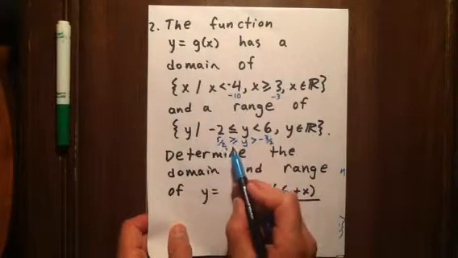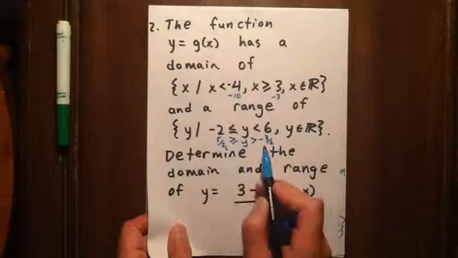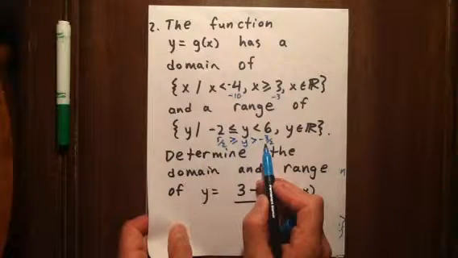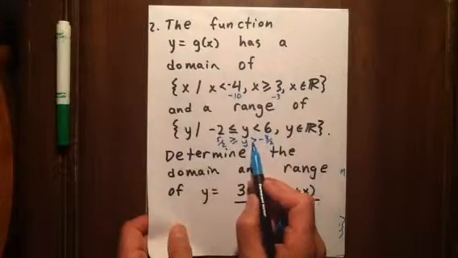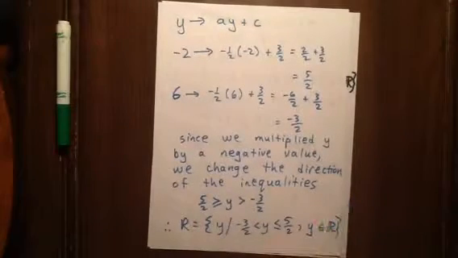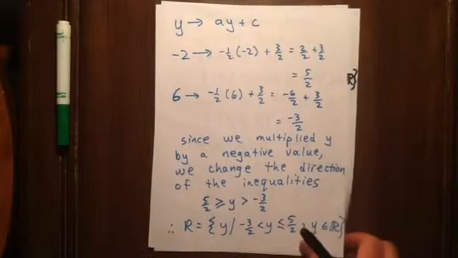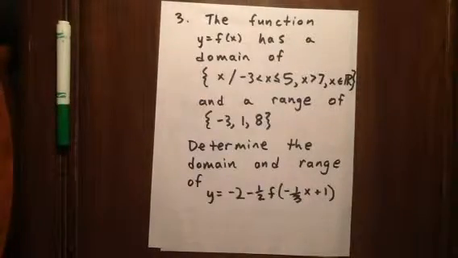Okay, so 5 halves is greater than or equal to y, which is greater than negative 3 halves. But we're going to read it this way because we like to put our smaller values first. So negative 3 halves is less than y is less than or equal to 5 halves. And that's what we've got. And y is an element of the reals. So you might be coming to an awareness that when a is negative, you'll be changing the direction of the inequalities in the range. And when k is negative, you'll be changing the direction of the inequality in the domain.